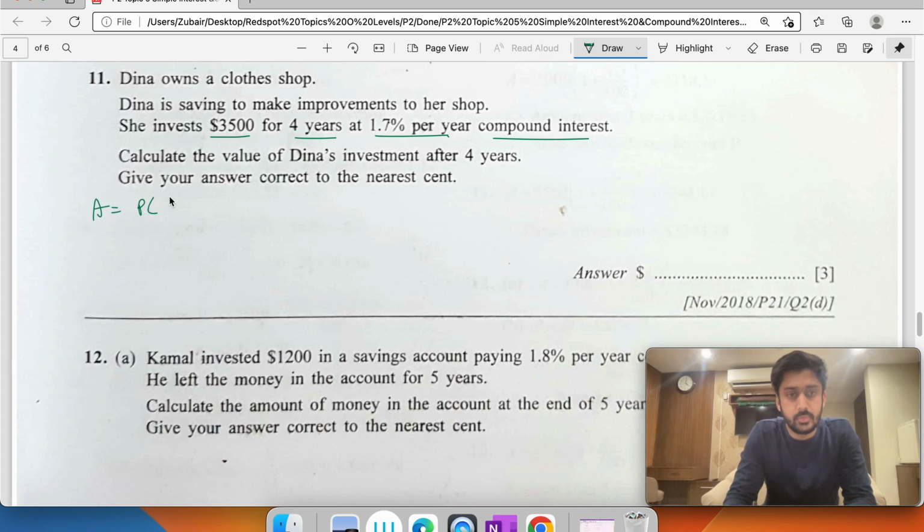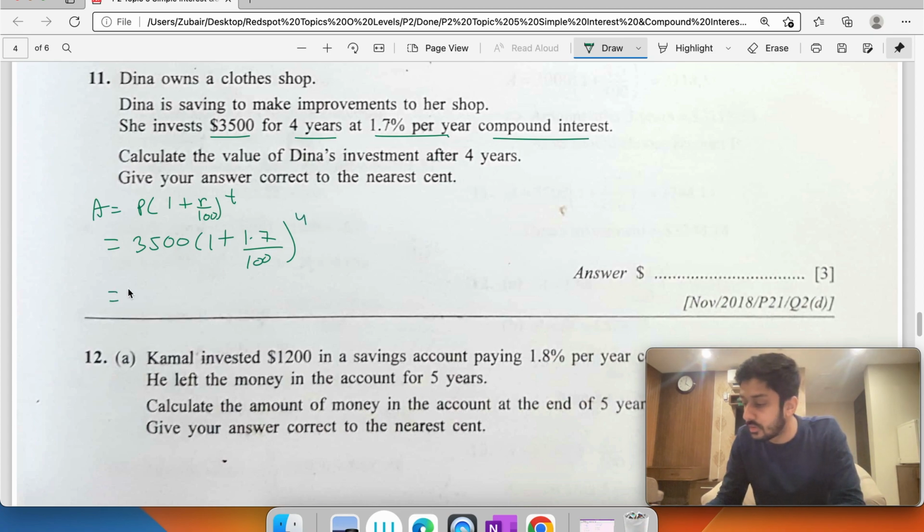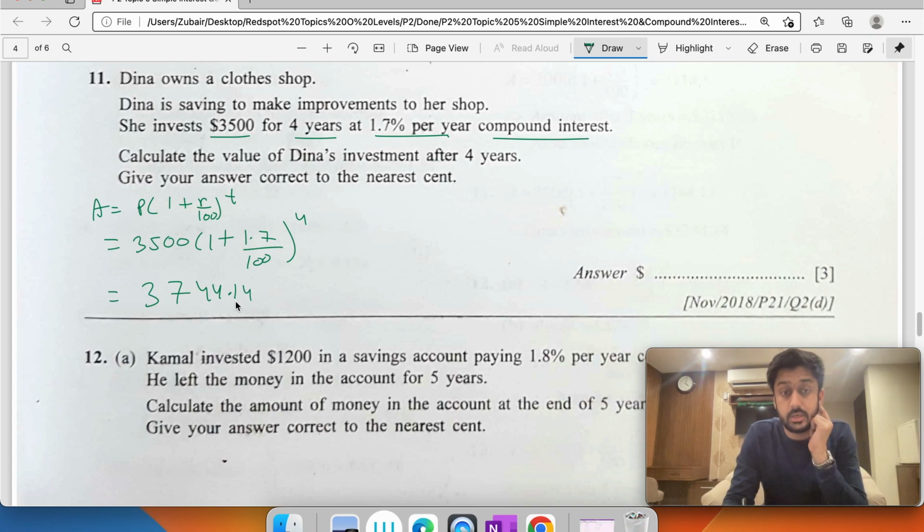So amount equals principal times 1 plus r by 100 to the power t. Principal amount is 3,500, 1 plus rate is 1.7 over 100 and for 4 years. So 3,500 times 1 plus 1.7 divided by 100 to the power 4 years, and it sums up to 3744.14 to the nearest cent. So make sure you go up to 2 decimal places.